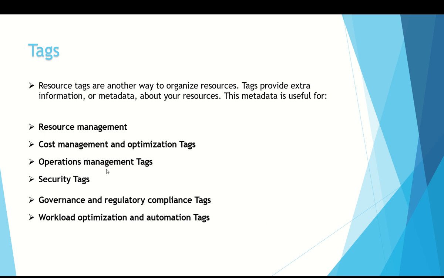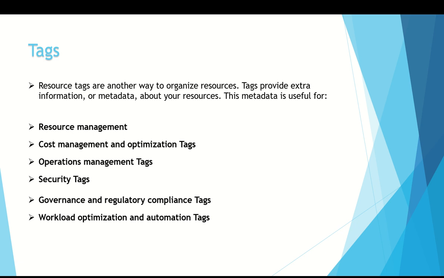So let me brief about each one of these. What are resource management tags? They enable you to locate and act on resources that are associated with specific workloads, environments, business units, and owners. Cost management and optimization tags enable you to group resources so that you can report on cost, allocate internal cost centers, track budgets, and forecast estimated costs.